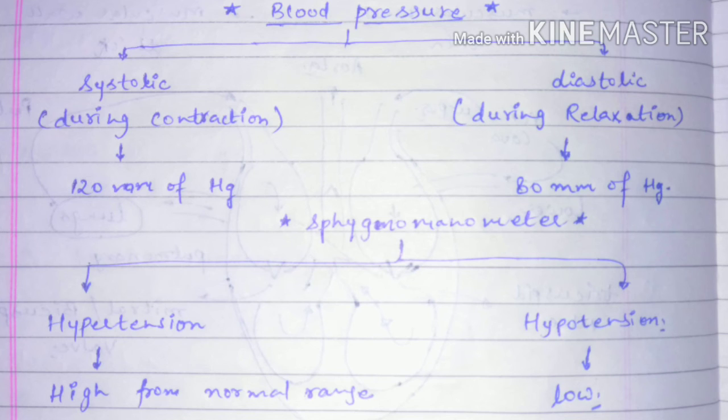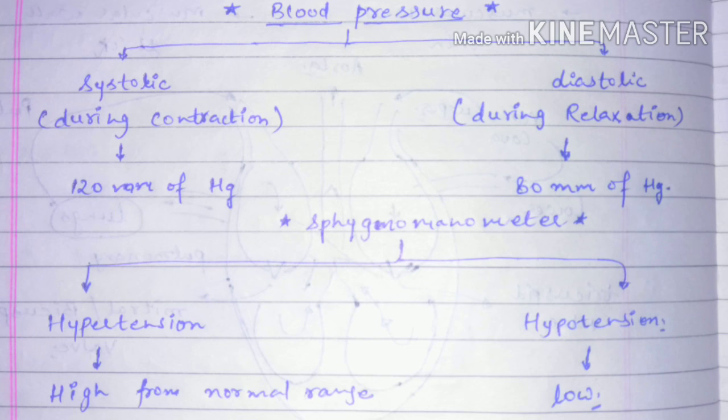diastolic blood pressure mostly occurs during relaxation. The normal range of the systolic blood pressure is 120 mm of Hg, while the diastolic blood pressure is 80 mm of Hg. Then student will see which instrument is required for measuring the blood pressure. That is a sphygmomanometer.